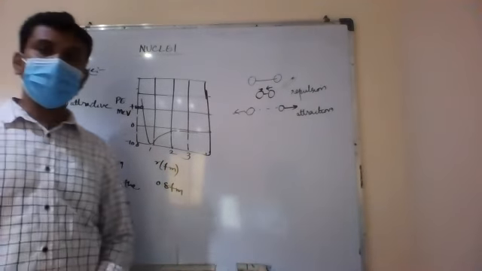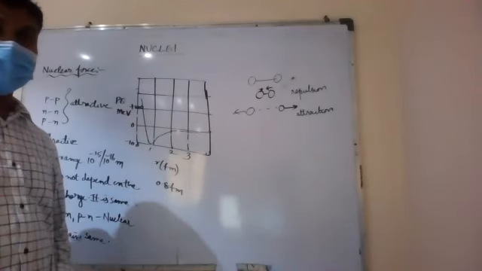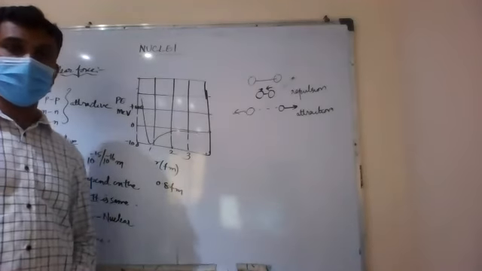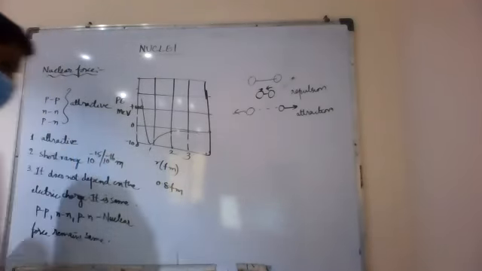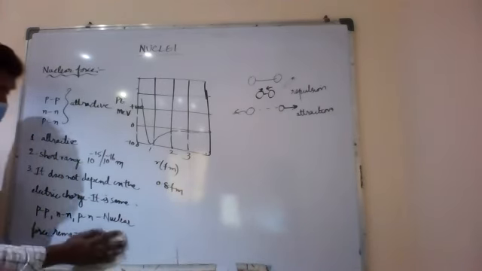Proton, neutron, proton, neutron, all are attractive, my dear. There is no repulsion. If you start with repulsion, then it will be a problem. So that is why we are going with only attraction. Okay. Clear?